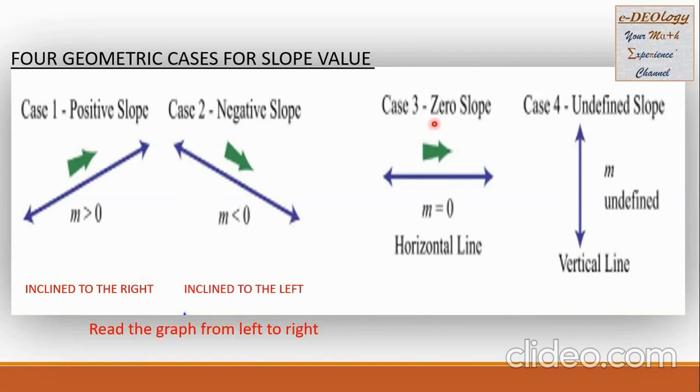Case 3 is when we have 0 slope, or we say m, the slope, equals 0. In this case, the line is horizontal, or we can say that all horizontal lines have 0 slope. Case 4 is undefined slope. The m is undefined. The lines with undefined slope are the vertical lines. Also, all vertical lines have a slope that is undefined.